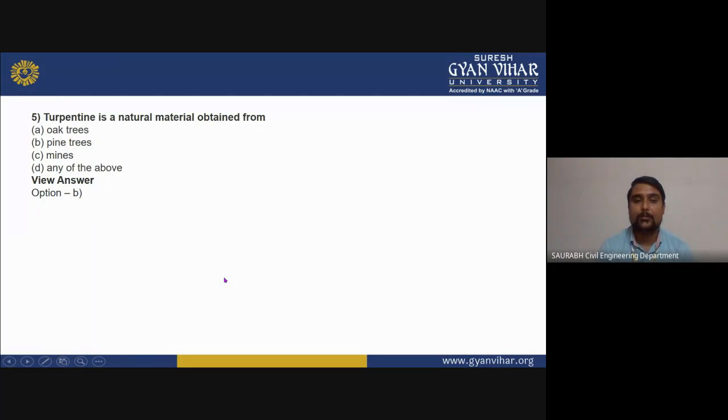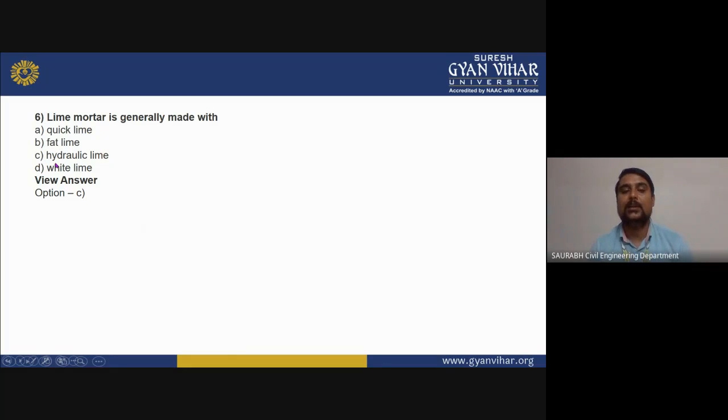Turpentine is the natural material obtained from oak trees, pine trees, mines, or none of the above. And the right answer will be pine trees. It is the pine tree from where we take turpentine. Lime mortar is generally made up of. As you can see, lime mortar is generally made up of quick lime, fat lime, hydraulic lime, and white lime. Here the right answer will be hydraulic lime. As I told you earlier, hydraulic lime is used in plastering. So lime mortar is generally used for plastering work. That's why here we use hydraulic lime.